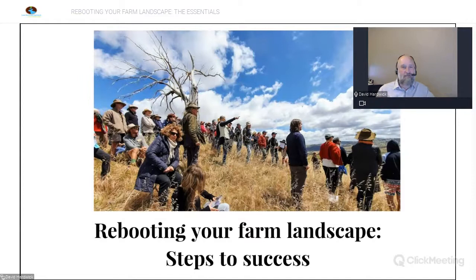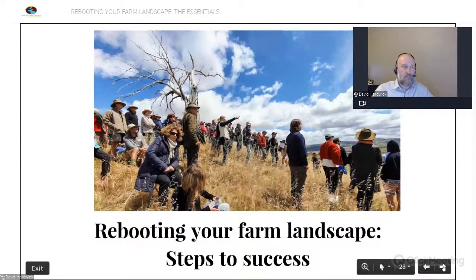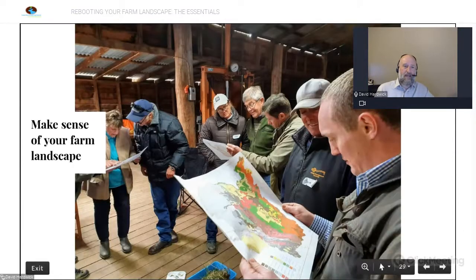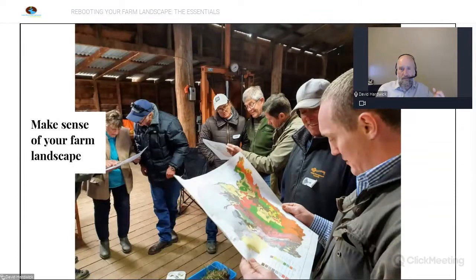So it's good to have a logical process, and it's the same for regenerating landscapes, designing them, planning them, implementing some of these strategies that are appropriate to you. It's good to follow some steps in a logical way, and we just call these steps to success. So the first key step is to make sense of your farm landscape. Understand those four components: geography, the landscape elements, the agricultural elements, and the people.